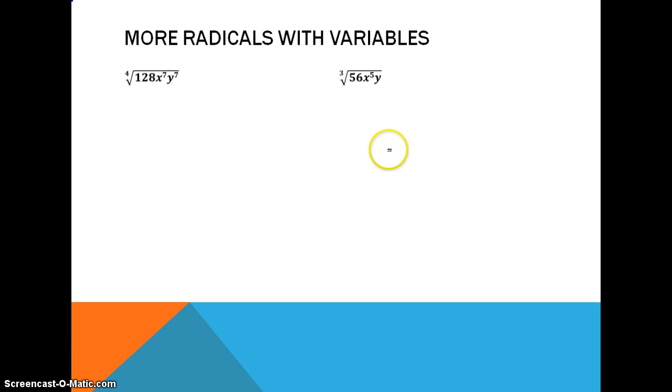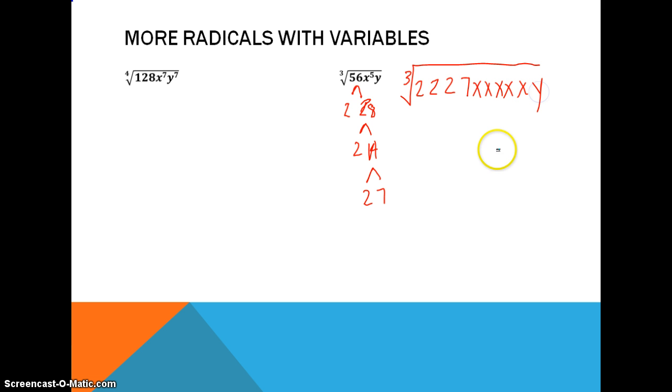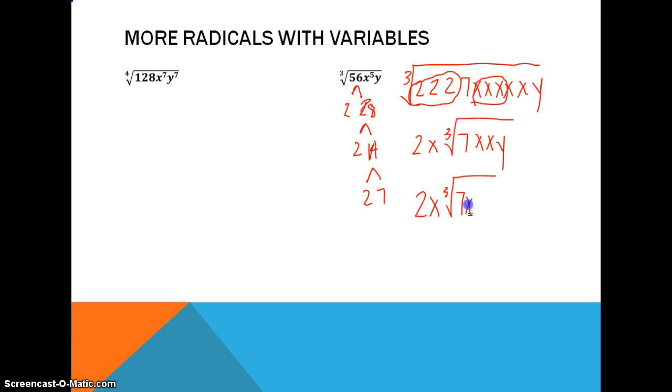Now look at the cube root of 56x to the fifth y. We'll start with our 56. That becomes 2 and 28. 28 becomes 2 and 14. 14 becomes 2 and 7. So if we rewrite it, we have the cube root of 2 times 2 times 2 times 7. And then we add in our variables. We have 5 x's and 1 y. We have a cube root, so we're looking for groups of 3. We have a group of 2's, group of x's. For every group, we pull 1 out. So we have 2 times x. Under our radical, we have a 7, 2 x's, and a y. Then we just simplify. So we end up with 2x times the cube root of 7x squared, y.